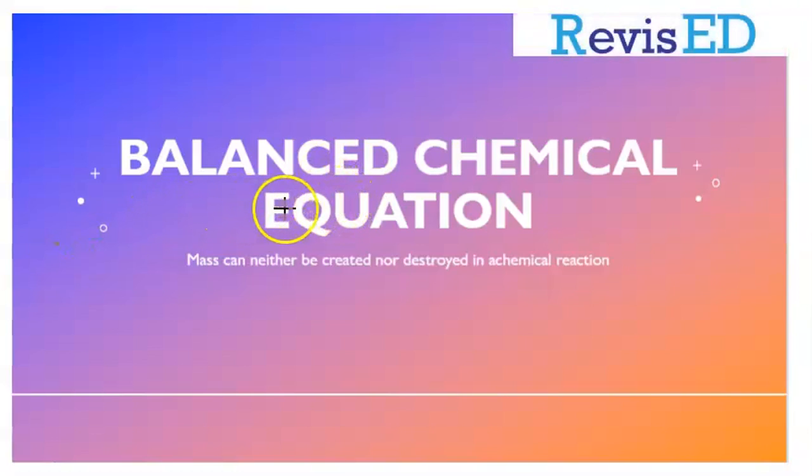In this session we are going to study balanced chemical equations. What is a balanced chemical equation? In the last session we studied chemical equations. Let me recap: A plus B is giving you C. This is your chemical equation.